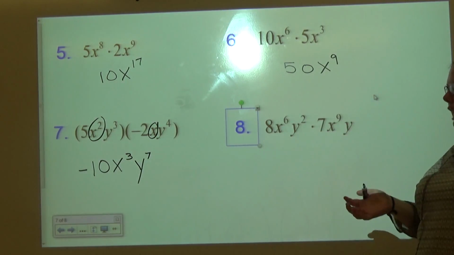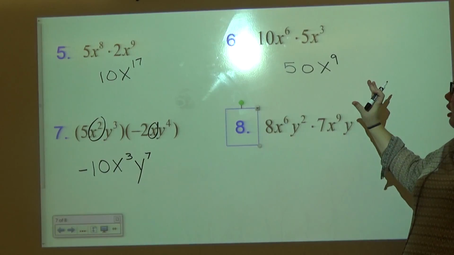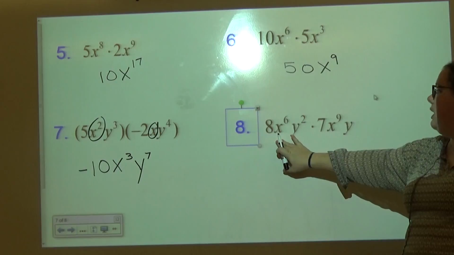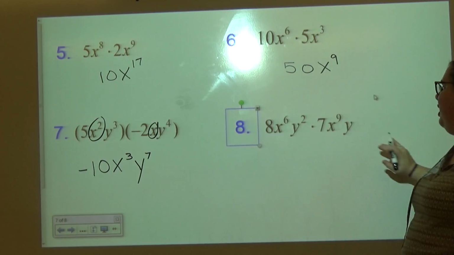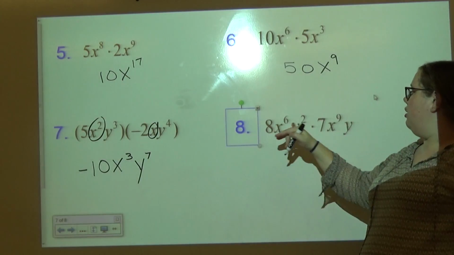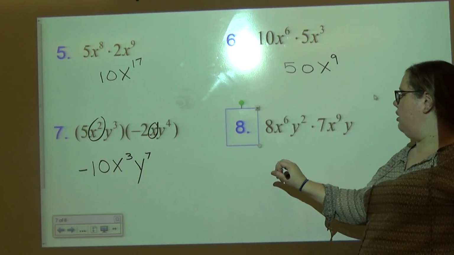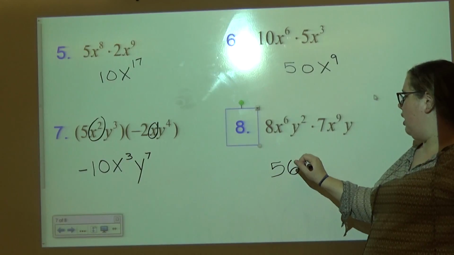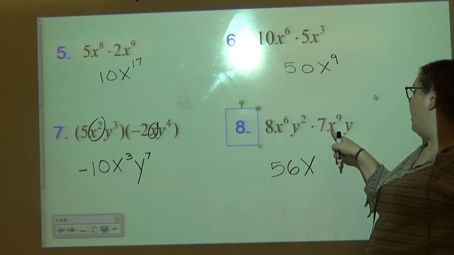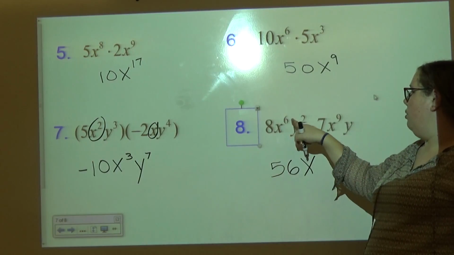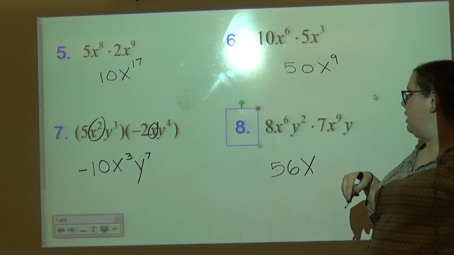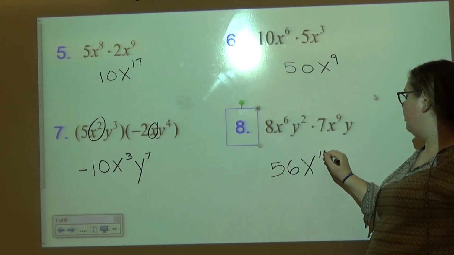Again, just pay attention to what you're doing. Circle, highlight, whatever you have to help you keep track of these, because it's hard. There's a lot of letters and numbers here. Right? So start with your coefficients. The numbers in front, 8 times 7 is 56. X. We have x to the 6th and x to the 9th. Repeated multiplication, so we add our exponents. 6 and 9 is 15.